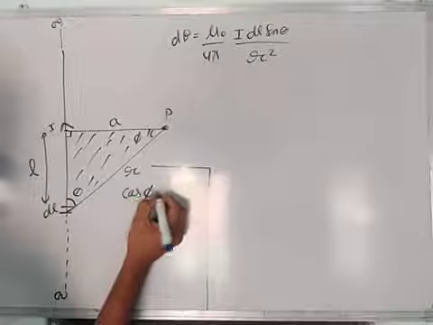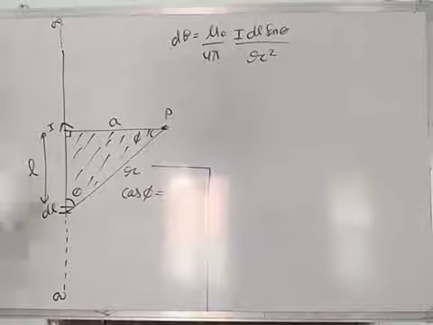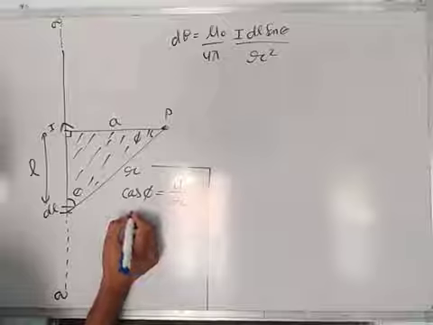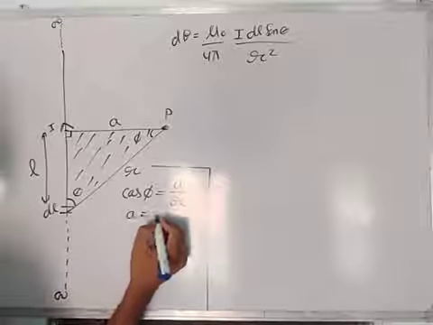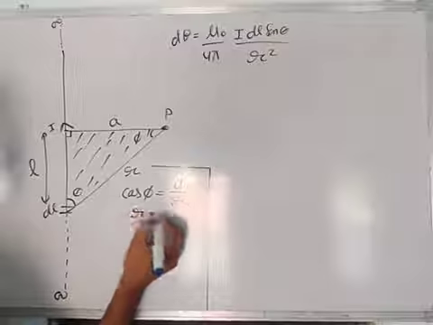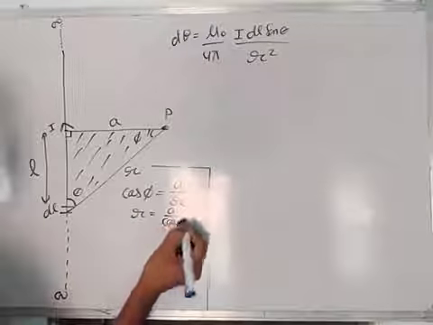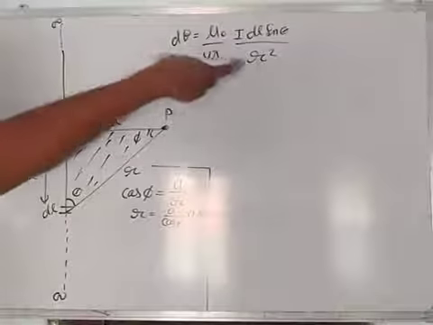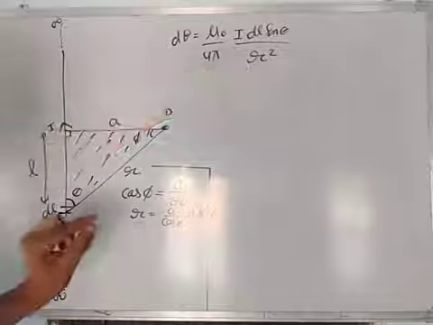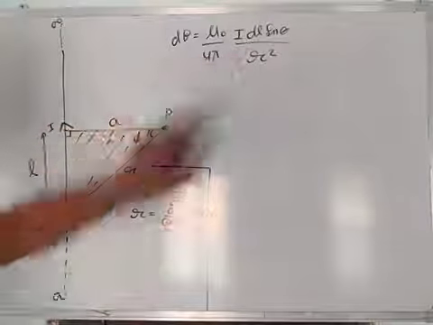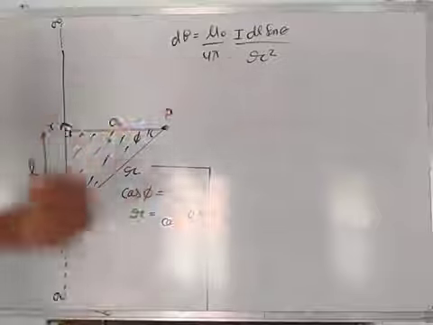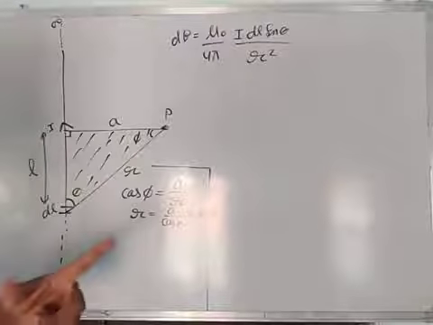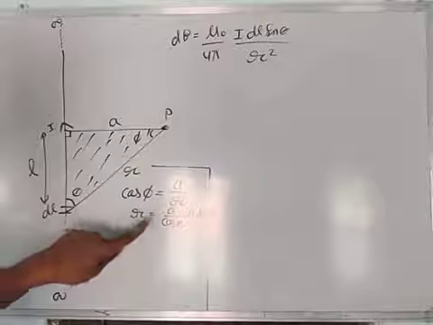Consider cos phi. Cos phi is equal to base upon hypotenuse, a by r. Then from here you are getting r is equal to a upon cos phi, which is equal to a sec phi. Means in this expression we will substitute r is equal to a sec phi, because we are going to convert r in the form of a, because a is given.